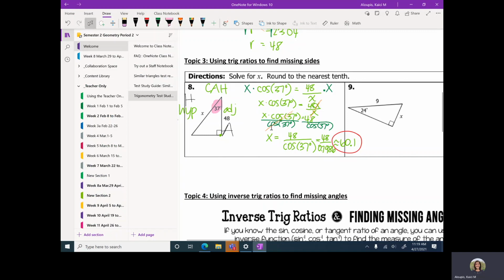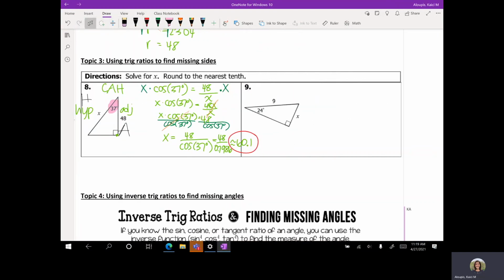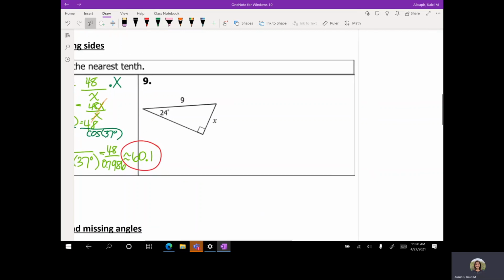I'm going to skip showing you how to do number 9 because it is essentially the same. Well, no, I'll go ahead and do number 9 with you. So for number 9, what we'll do is ask ourselves, what trig ratio will we use to solve for this one here? Here's my angle, 24 degrees, and I have this side and I have this side. So I have to decide which trig ratio to use.